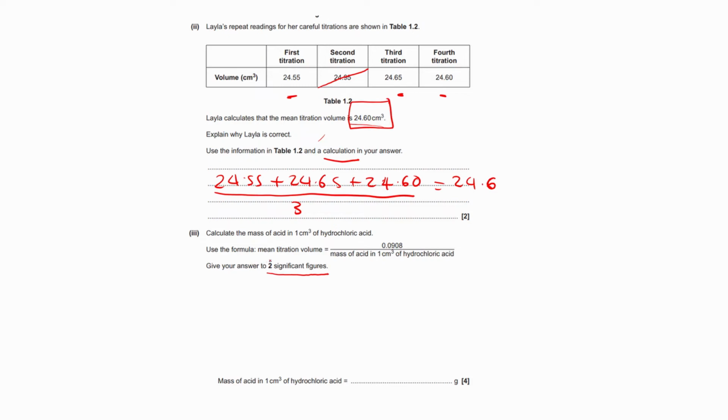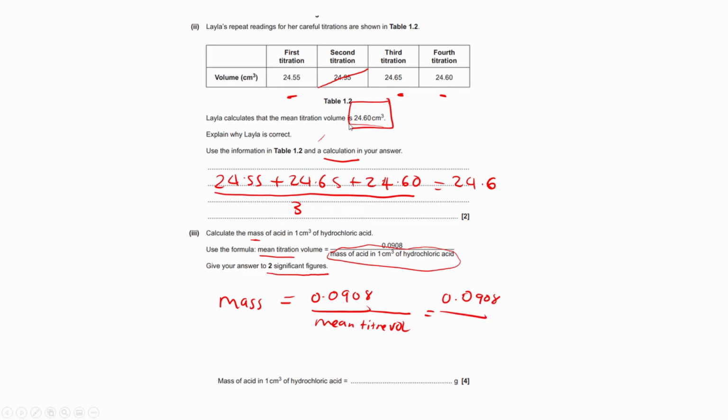So first thing we need to do here is rearrange this equation, because we need to calculate the mass of acid. So we rearrange the equation, and that gives us the mass of acid in 1 centimeter cubed of hydrochloric acid is equal to 0.0908 divided by this mean titre volume. Okay, we just rearrange it. And obviously our mean titre volume we get from the other part of this question. The mean titre volume is 24.60.